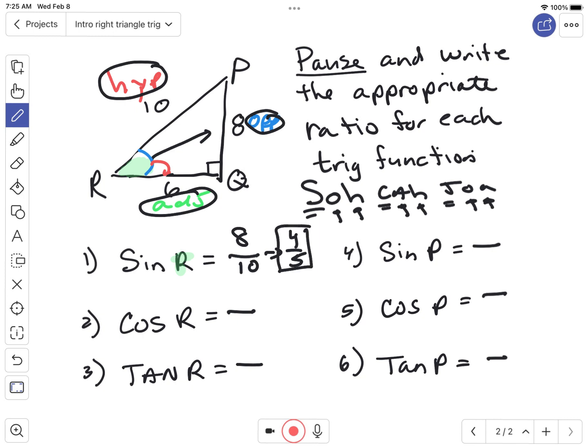So cosine R, remember, is the adjacent side. So the adjacent side is 6 and the hypotenuse is 10. And when we reduce by 2, we get 3/5. Tangent, remember, is opposite over adjacent. So the opposite side is 8 and the adjacent side is 6. And we can reduce by 2 and that gives us 4/3. So if you didn't do very well, pause the tape and go and do 4, 5, and 6 over again, or double check your answers for 4, 5, and 6.